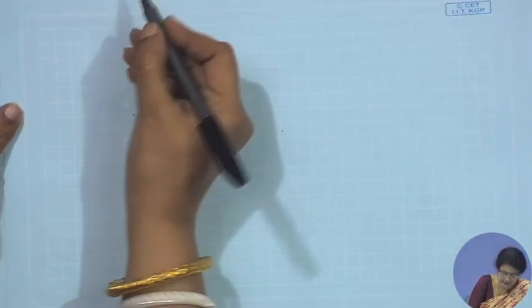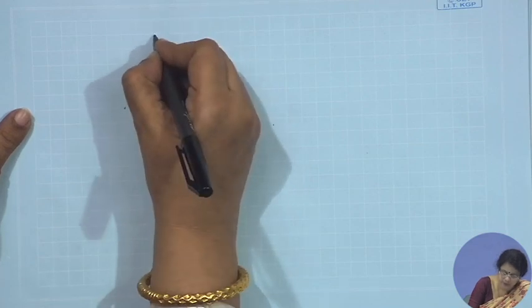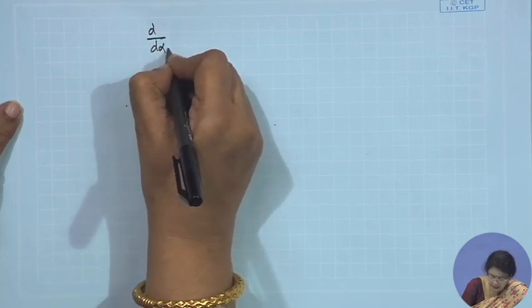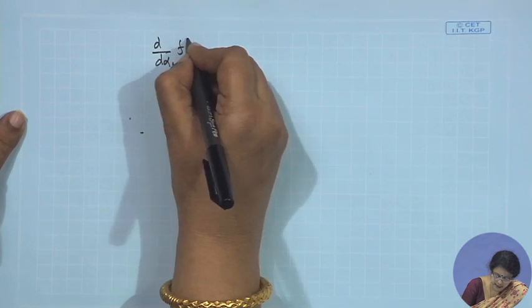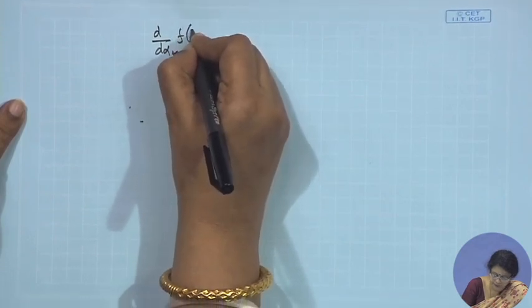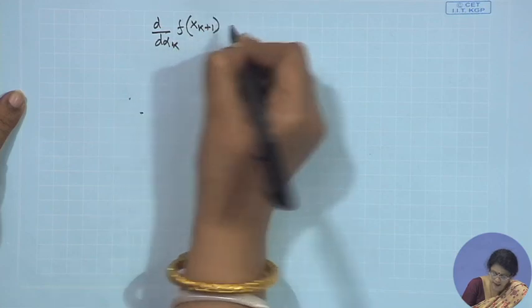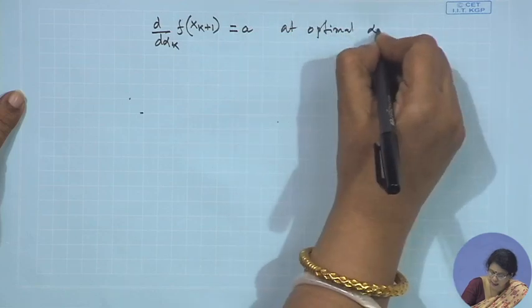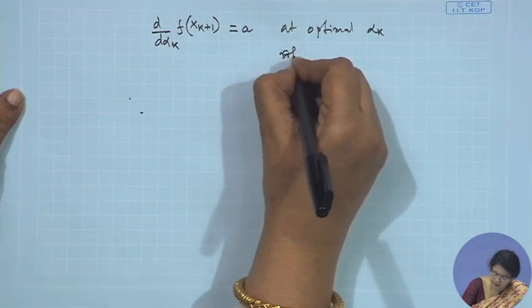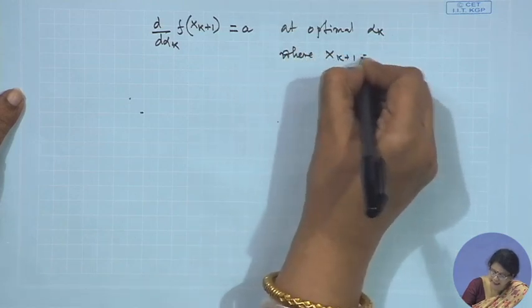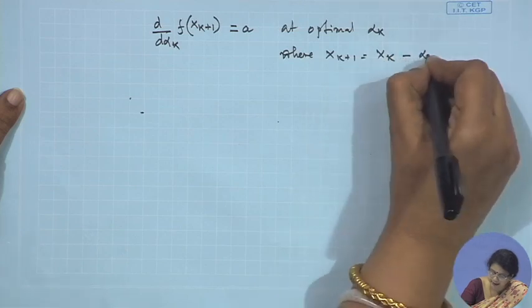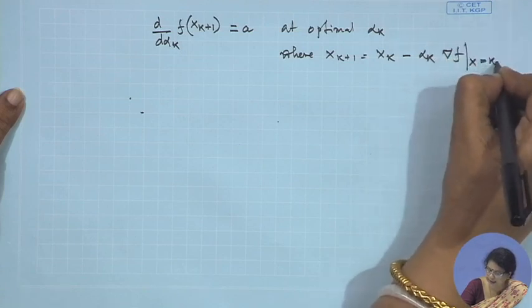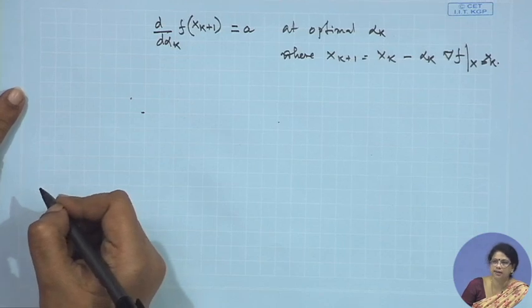What we know is that d/d alpha_k of f(x_{k+1}) is equal to 0 at optimal alpha_k, all right, where x_{k+1} is equal to x_k minus alpha_k grad of f(x) at x equal to x_k. All right. This is the case.